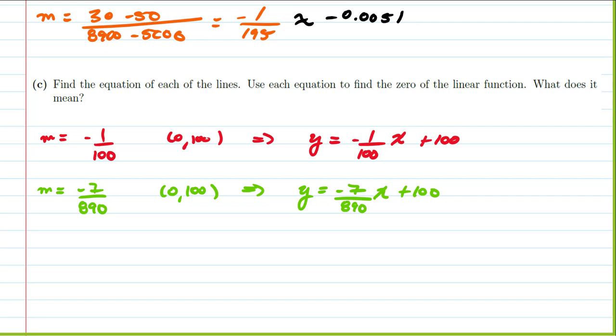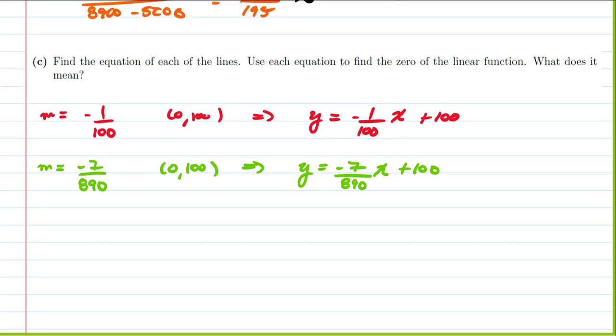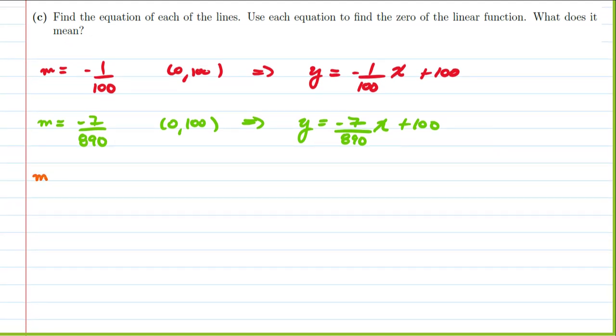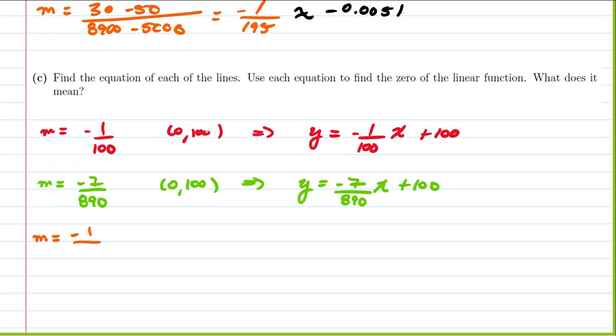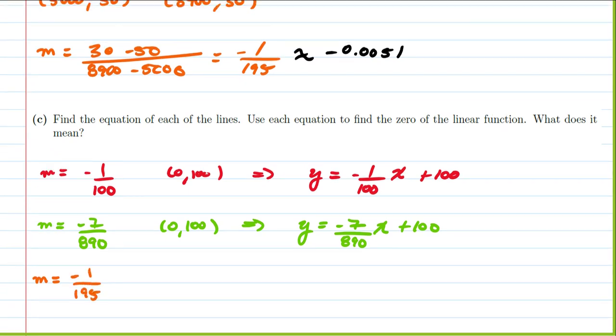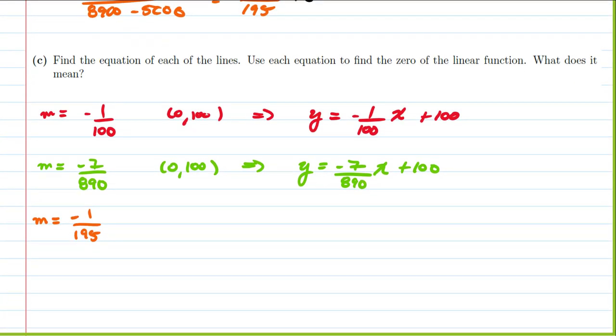And lastly, we're finally to the orange. This one we're going to have to do a little more work. We have m is equal to negative 1 over 195, but we're not using the y-intercept this time. So we're using the point (5,000, 50), and as we discovered in the previous section, if we use the other point, we're going to get the same answer. So if you want to use (8,930, 30), by all means do so. It's not going to change anything.